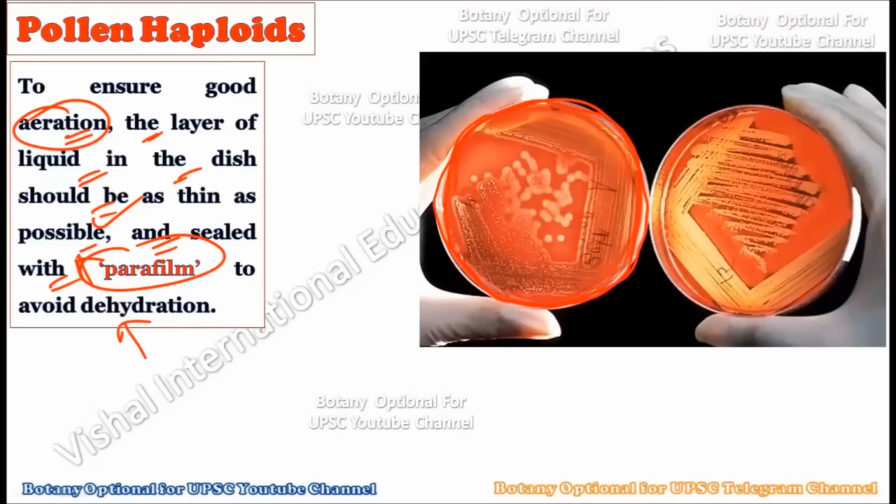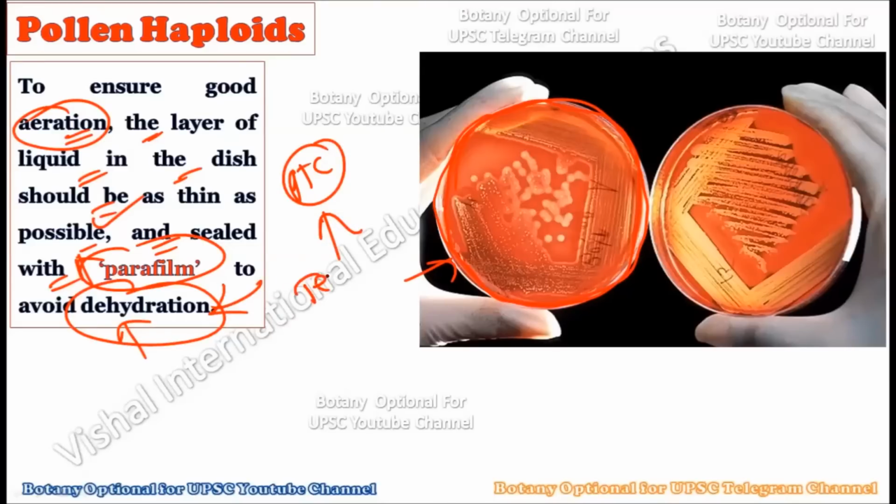So basically we should seal them with the parafilm to avoid dehydration firstly, as well as to avoid air contamination. Okay, although in plant tissue culture we always use fumigation, and due to the fumigation there will be clearance of the air in that surrounding, but to avoid dehydration due to the high temperature as well, we should use the parafilm.